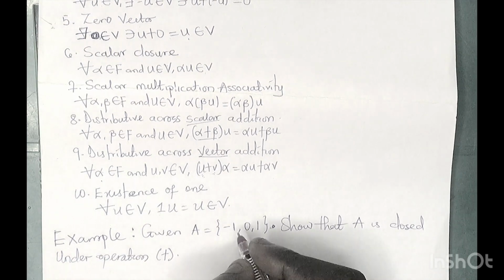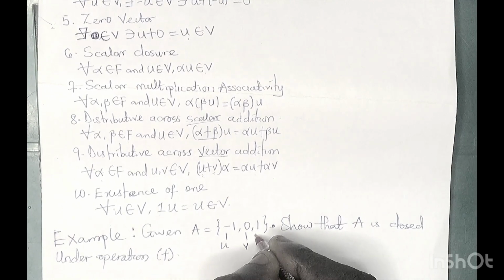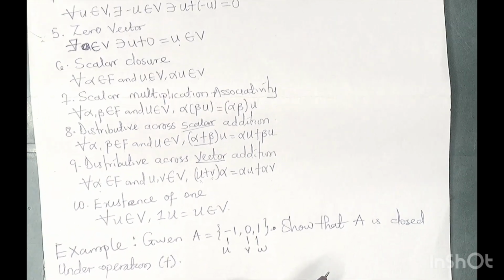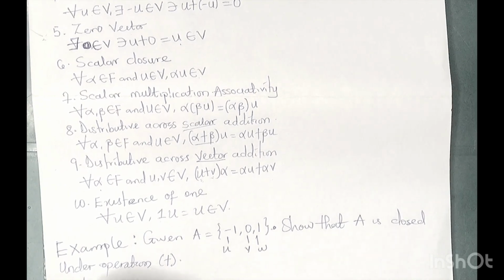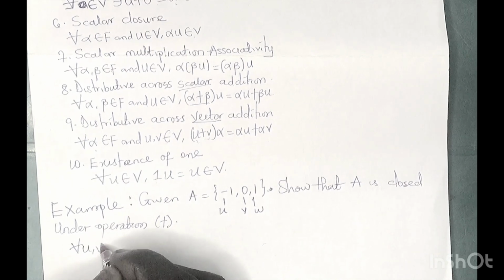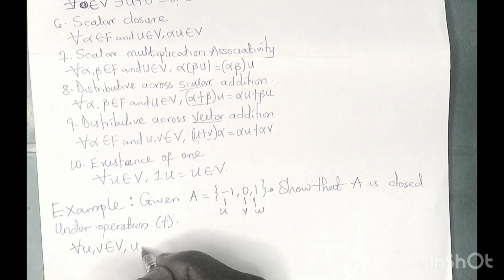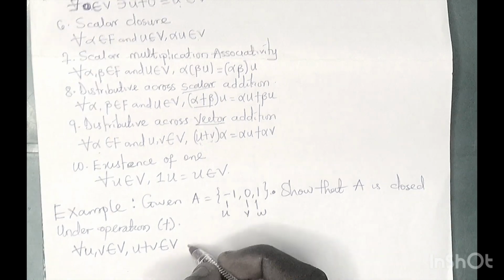So the first thing you need to know is that this will be your U, this is your V, and this is your W, in all the notations we have used before. Are you seeing that now? So let's begin. The first one is additive closure. Additive closure states that for every U, V in V, U plus V should also be in what? In V.